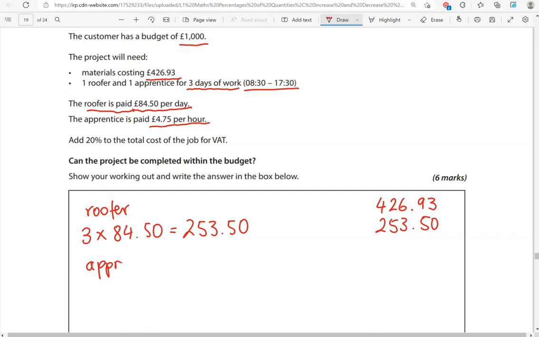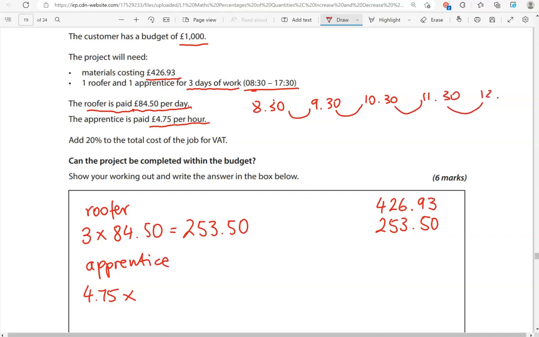Apprentice, they are paid £4.75 per hour. How many hours will they do? Let's have a look. From 8:30 to 9:30 to 10:30 to 11:30 to 12:30. That will be 1, 2, 3, 4 hours.